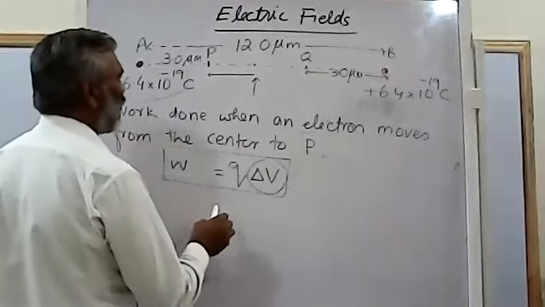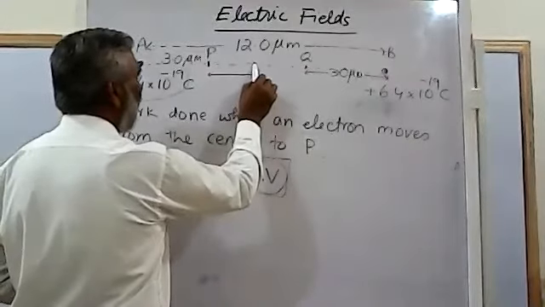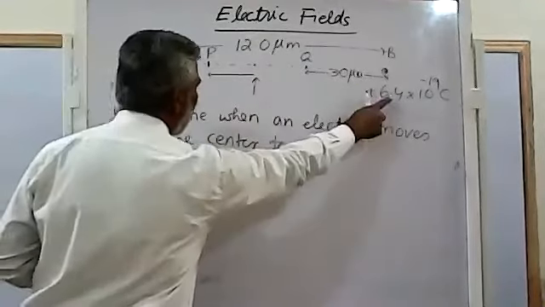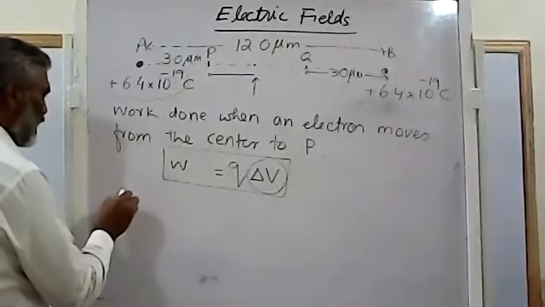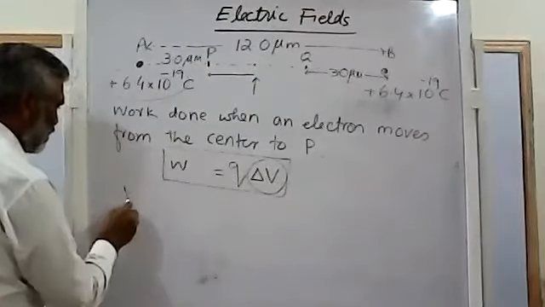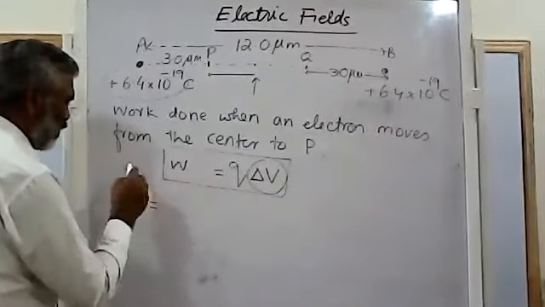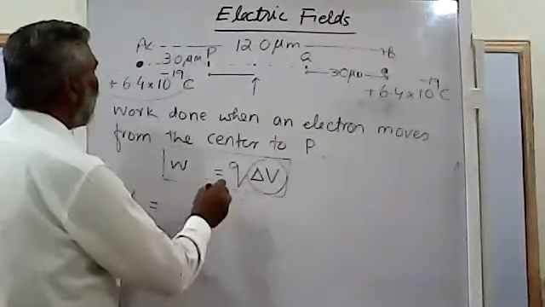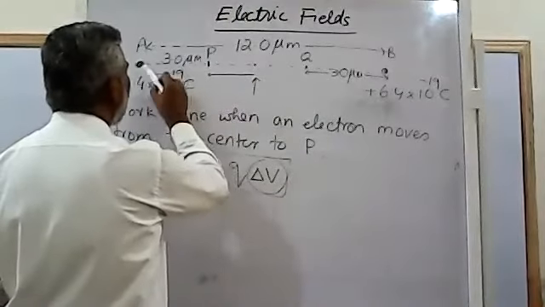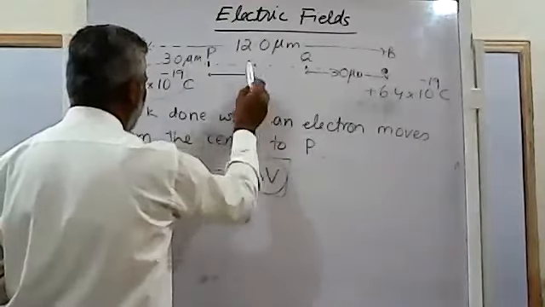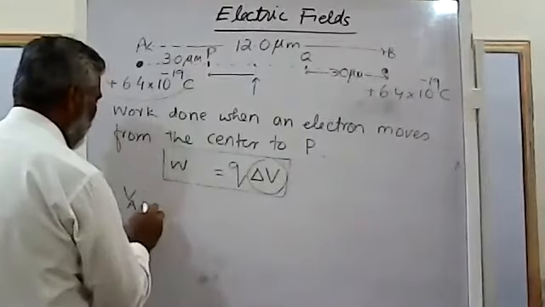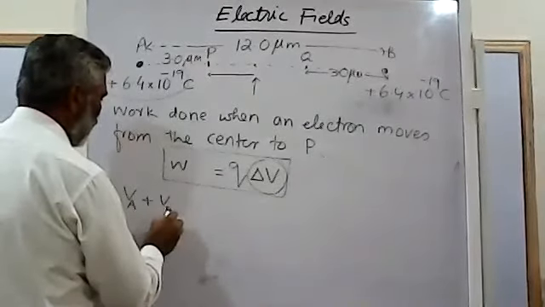So the first thing is to calculate the potential here due to both the charge at A and the charge at B. So potential at the center, let's say I label it as VA, is the potential due to this particle at the center, plus VB.